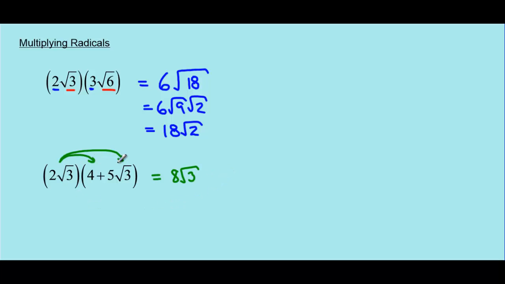And then we have 2 root 3 times 5 root 3. 2 times 5 is 10, so positive 10 or plus 10. And root 3 times root 3 is root 9. But we have a weird or an interesting situation where we have a radical number times itself. It's like root 3 times root 3. Well, that would equal root 9, but we know root 9 equals 3.